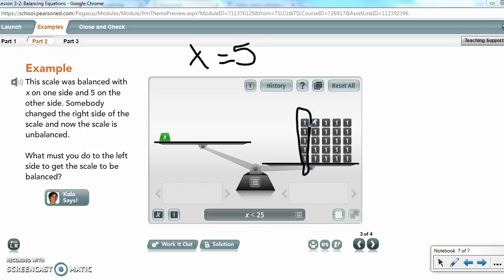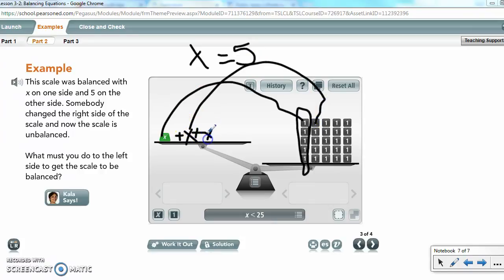Okay, so they added how many rows? 1, 2, 3, 4 rows of 5. So if x equals 5, what must I add over to this side in order to balance it out? Well, I know that if x equals 5, I can add another x to equal this row of 5, and another x to balance out this row of 5, plus another x for this next row of 5, plus one final row of x for this last 5, and it should balance out.